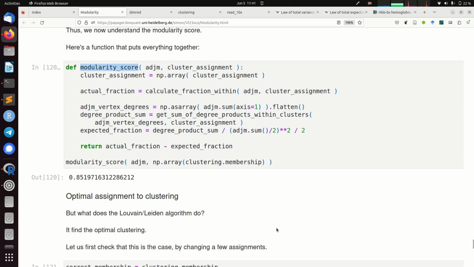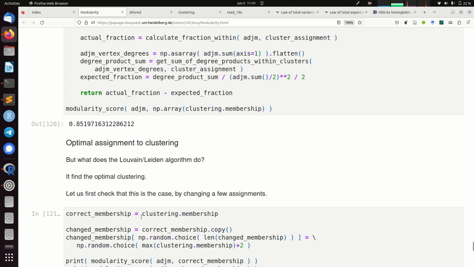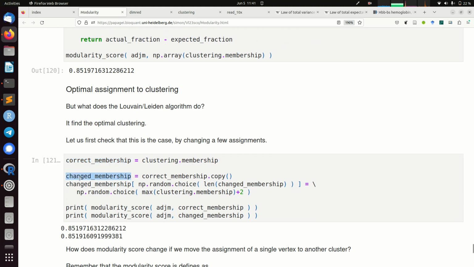Now let's check whether Leiden has done a good job of finding an optimal one. So I take my clustering membership, call this the correct membership according to Leiden, and now I change it a bit by making a copy. Choosing a couple of, what did I do here? Max membership times 2, somehow. I don't understand my code here. Who can tell me what I did?